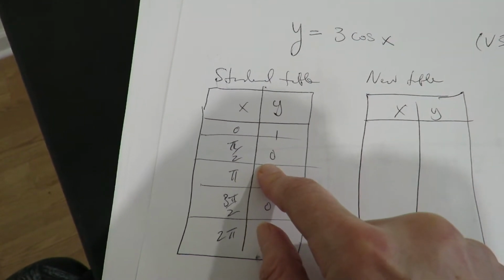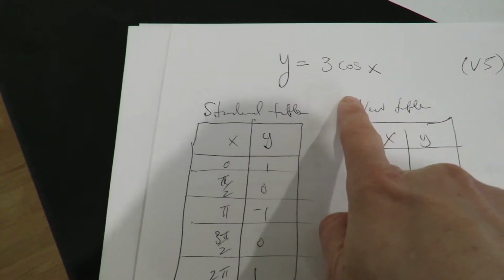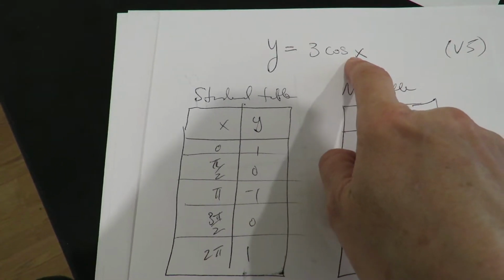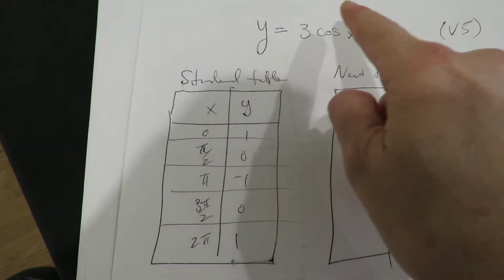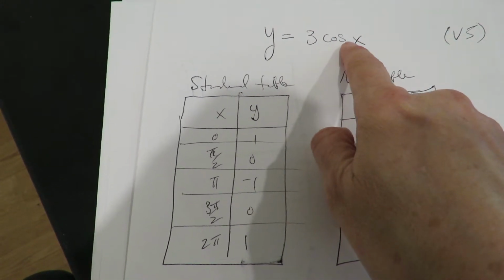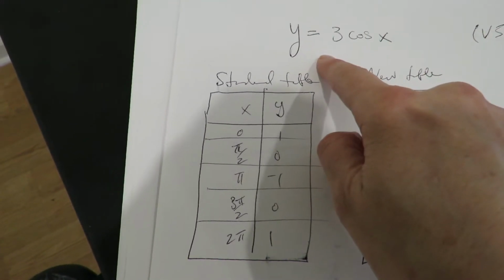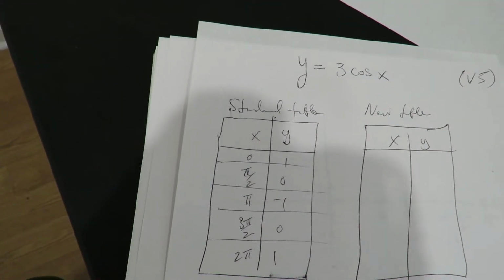I've also rewritten the standard table for cosine and the new table we're going to create to draw this. So again, if it's inside the trig, it affects the domain. If it's outside the trig, it affects the range. So this is outside the trig, it affects the range. So everything that the cosine outputs is going to be multiplied by 3.